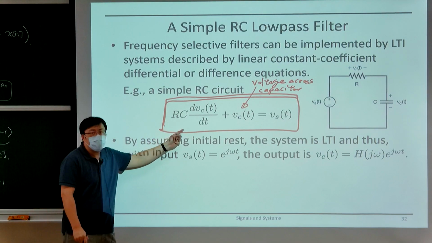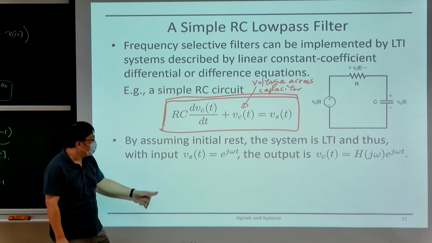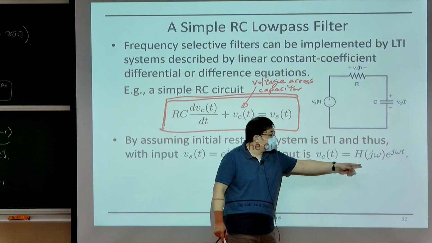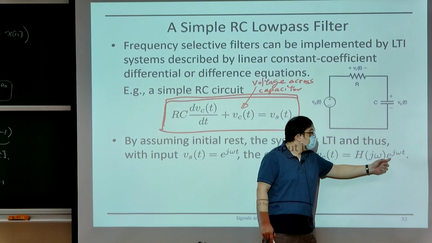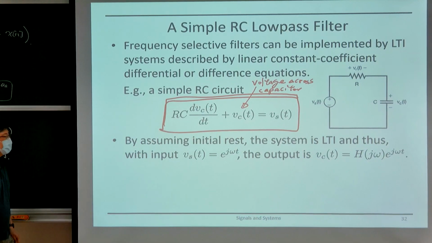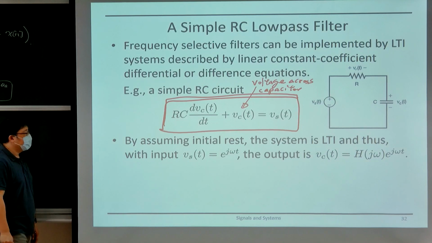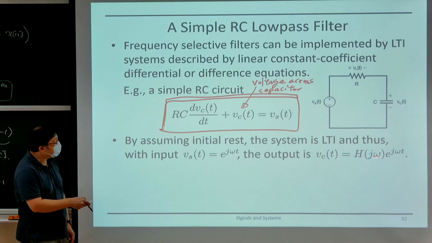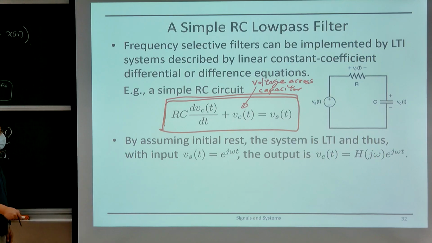If it is linear and time invariant, this means that if we plug in a complex exponential at the input, then the output must be the same complex exponential scaled by this frequency response, H of j omega. At this point, we haven't yet derived what this frequency response is, but we know that this must be true. So we can go on and plug both of these back into the equation above.